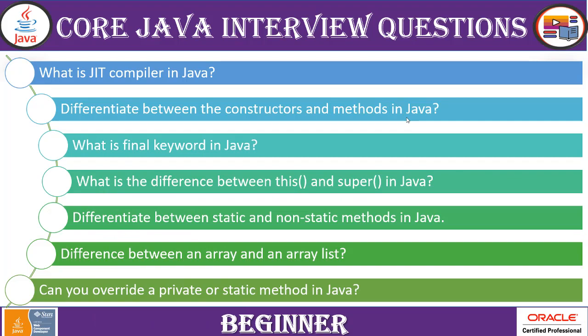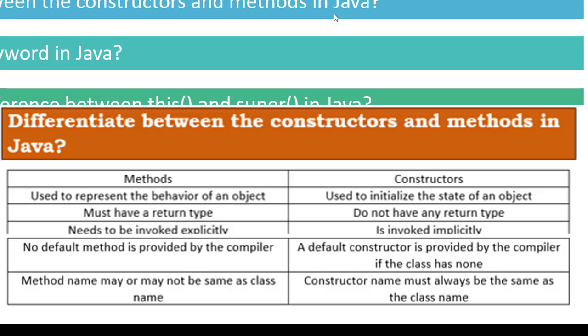Difference between the constructor and methods in Java. Methods are used to represent the behavior of an object, whereas constructors are used to initialize the state of an object. A method must have a return type, whereas a constructor does not have any return type. Methods need to be invoked explicitly, whereas a constructor is invoked implicitly.